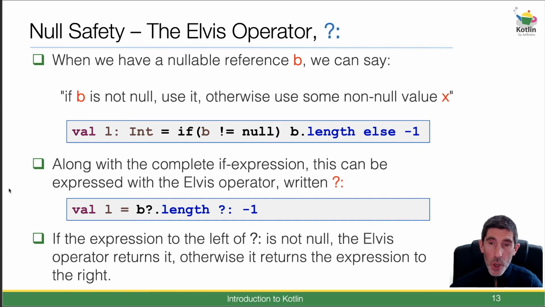So again, a lot tidier, a lot neater. So if the expression to the left of the Elvis operator is not null, it'll return it. Otherwise, it'll return the expression to the right. So again, it's a very concise, very neat kind of if-else. Okay, it's referred to as the Elvis operator in Kotlin.